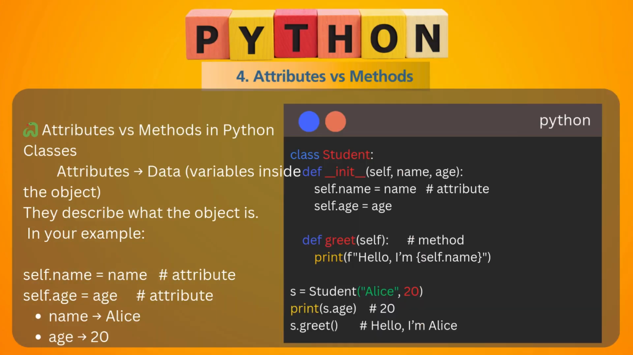And fourth topic, attributes versus methods. Attributes are data variables inside the object. They describe what the object is. In our example, self.name equal to name is an attribute. self.age equal to age is also an attribute. Name Alice, age 20, these are the attributes.